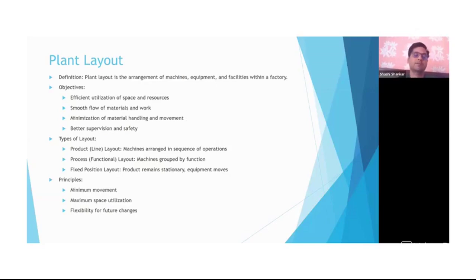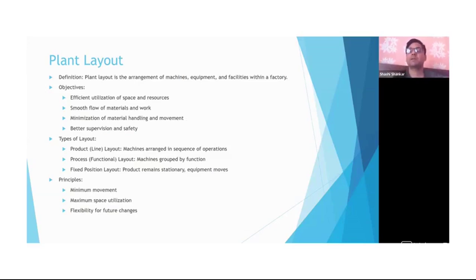Now talking about the principles of plant layout, or what all things will be considered while we are talking about a good plant location. The first one is minimum movement, definitely, because maybe the hands movement or material movement, it will be costly. So minimum movement. Another one is maximum space utilization, right? Maximum space utilization. And third one is flexibility for future change. That is most important, right?